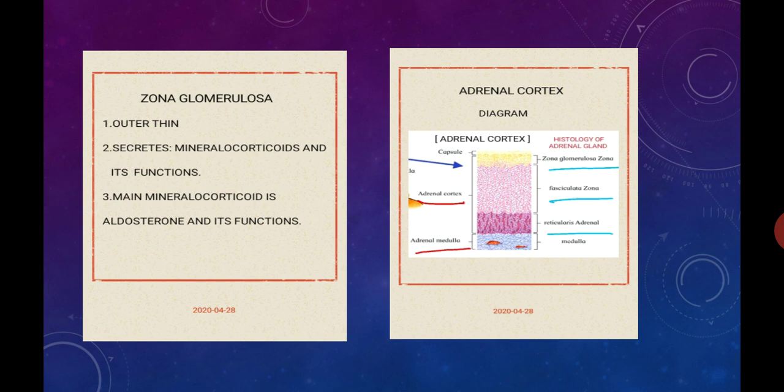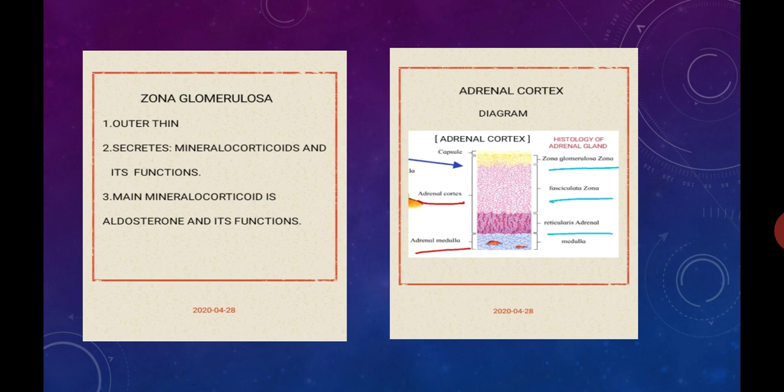Students, we will discuss the points once again. Zona glomerulosa. Point number one, it is the outer and thin region of the adrenal cortex. It secretes a hormone known as mineralocorticoids. The functions of mineralocorticoids are as follows. Number one, it regulates sodium and potassium ion concentration. It regulates salt-water balance. It regulates blood volume and the blood pressure. Among the mineralocorticoids, aldosterone is the main mineralocorticoid.